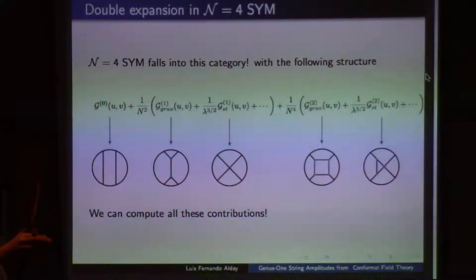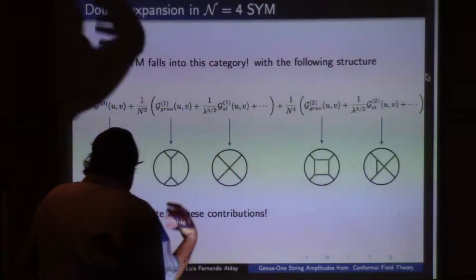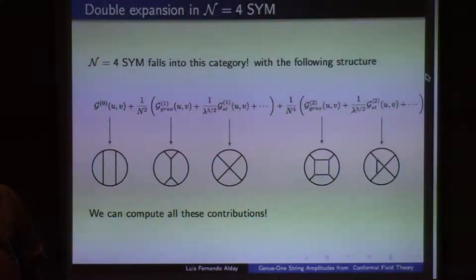And here I am taking lambda large. So in N=4 super Yang-Mills, if you didn't take lambda large, you could have intermediate single trace operators as well, and that would be a mess. But since I take 1/λ corrections, we don't have that.